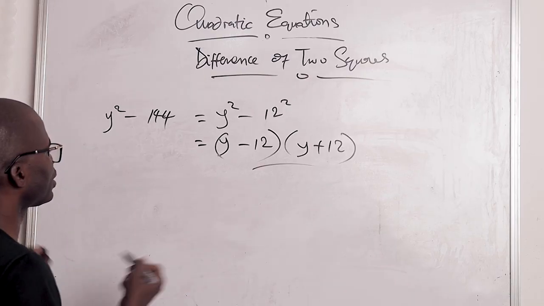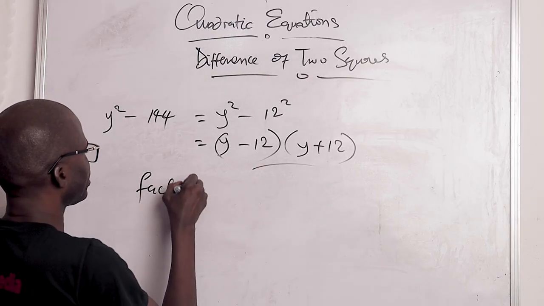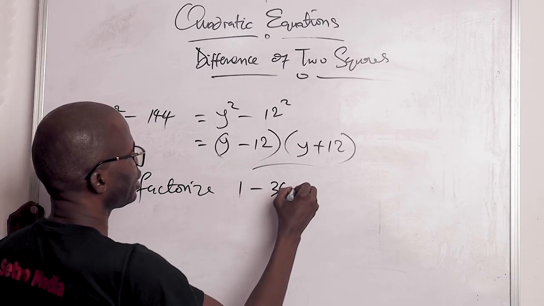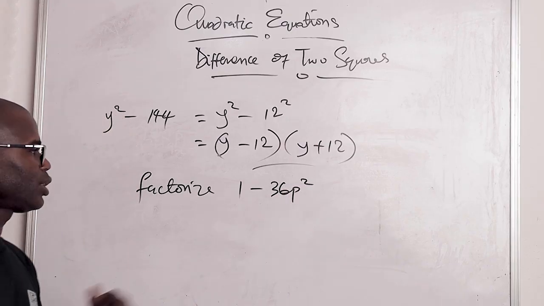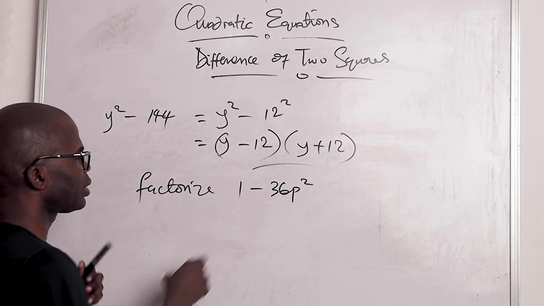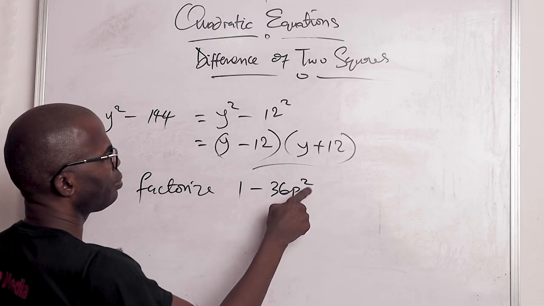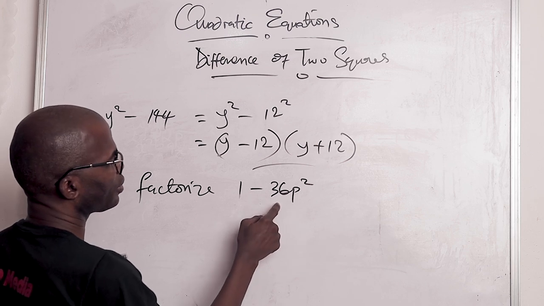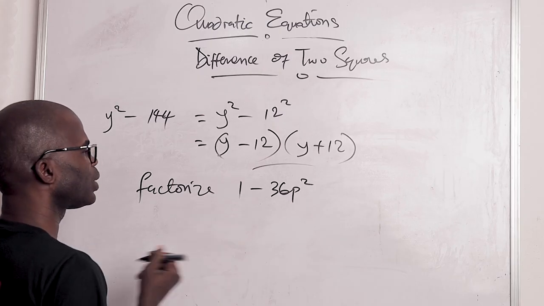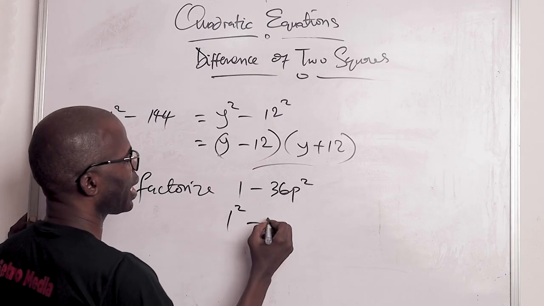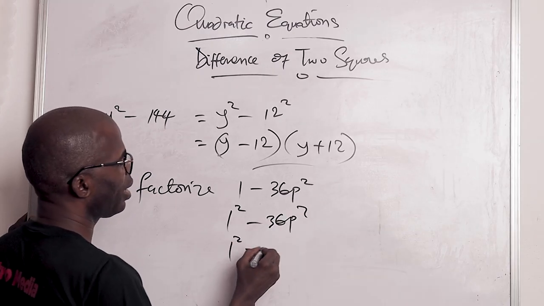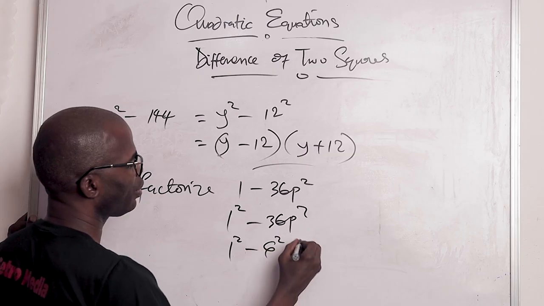The scenario where you are given this, they say factorize 1 minus 36p squared. Imagine you walk into an exam and you are given this, 1 minus 36p squared. The first thing that should come to your mind is, since I have p raised to power 2 here, the square root of 36 is 6. What is happening to my 1? The square of 1 is 1, the square root of 1 is 1. So that's it. 1 squared minus 36p squared.